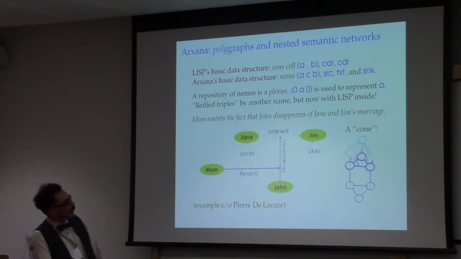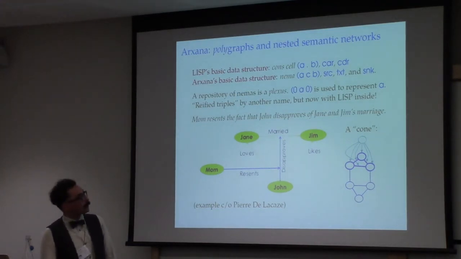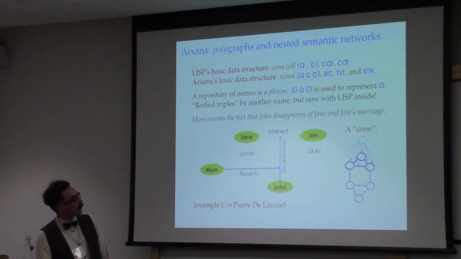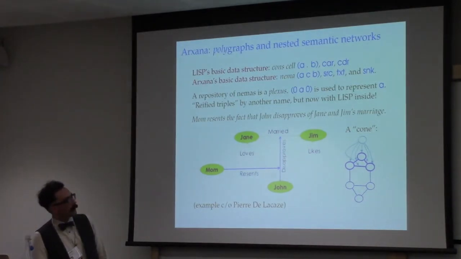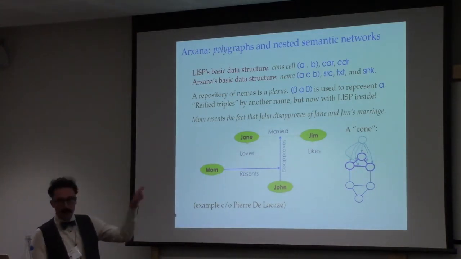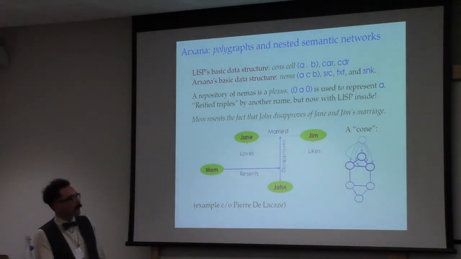So what is that? So here you've got your good old friends Jane and Jim. They got married, like in the song. John disapproves of the fact that they're married because John loves Jane and John likes Jim. But Mom resents the fact that John disapproves of the fact that Jane is married to Jim. This is what you can do with this kind of reified triples that you can't do with just normal, regular old triples, right? Because you can point at these edges. These edges are things. Someone could say, this edge is a thing. And when you do that, then you can point at these subgraphs like this triangle here, and that's where you get this lasso feature. You still have to draw all these extra edges, but at least you can say, yeah, I mean that triangle, and not that triangle.